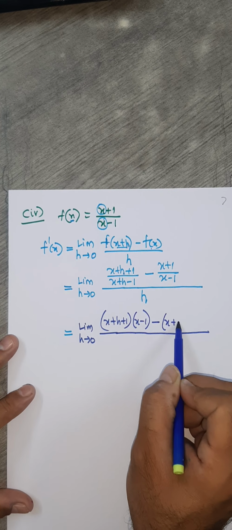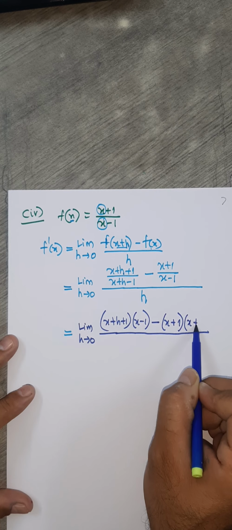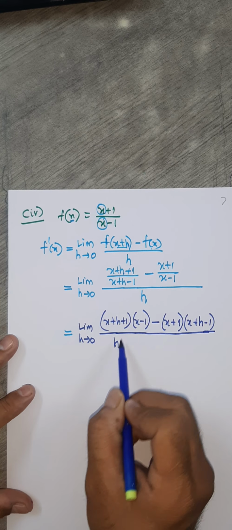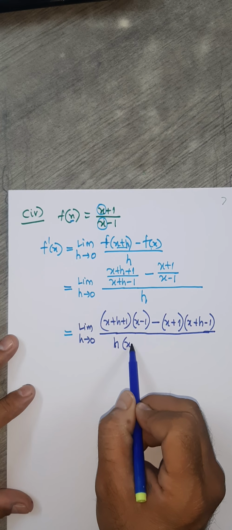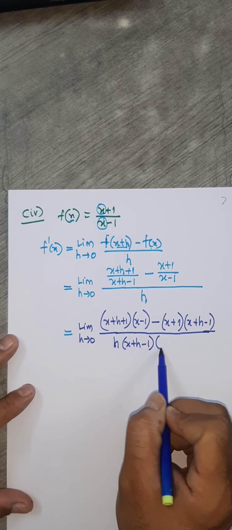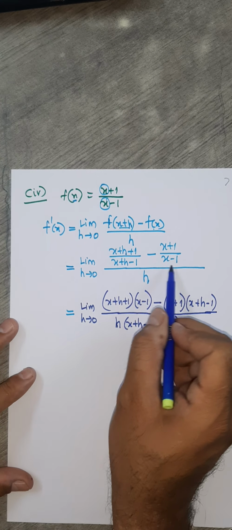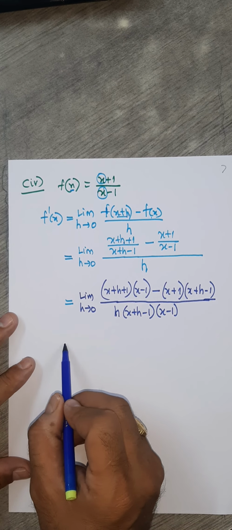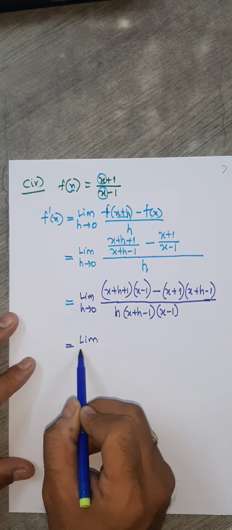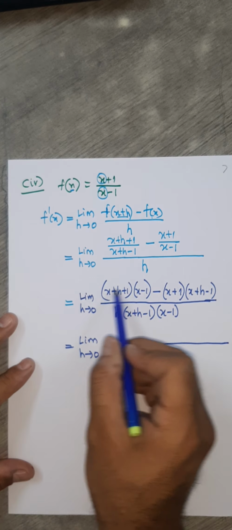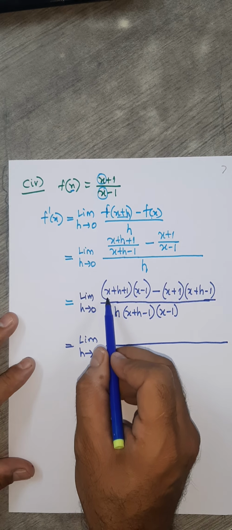Minus x plus 1 into x plus h minus 1 upon h into x plus h minus 1 into x minus 1. What we did? Cross multiplication. This is simple algebra which we can do very easily. Now we open the bracket. We are just opening the bracket here.